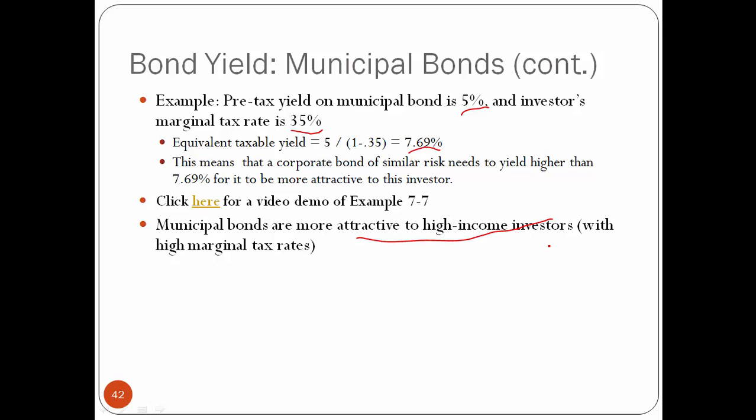Because these high-income investors are usually subject to very high marginal tax rates, this tax-free feature makes the municipal bond very attractive to them, because otherwise they will have to pay pretty high tax. So this is municipal bonds and the so-called equivalent taxable yield that we need to understand as something relevant about the bond yield.